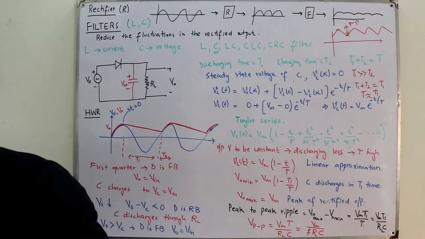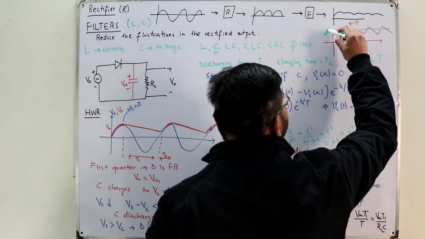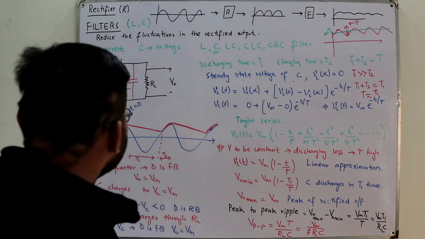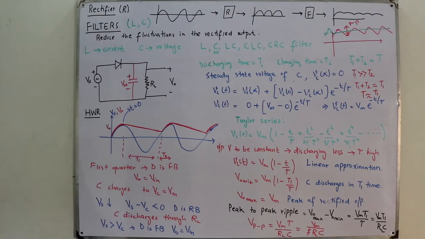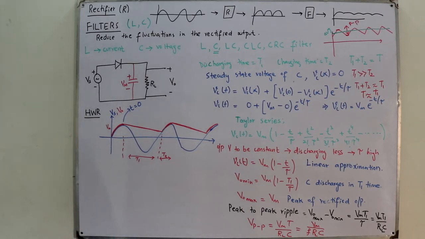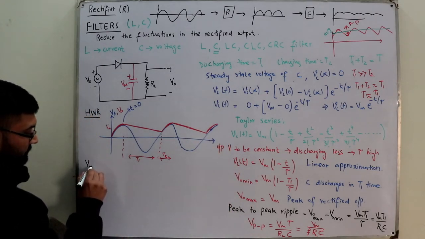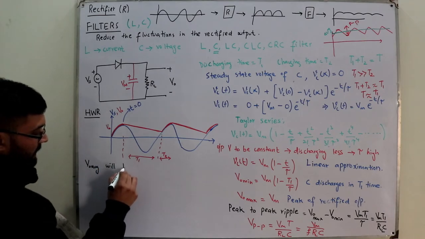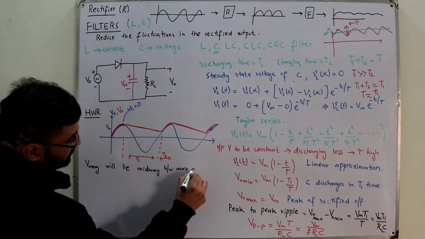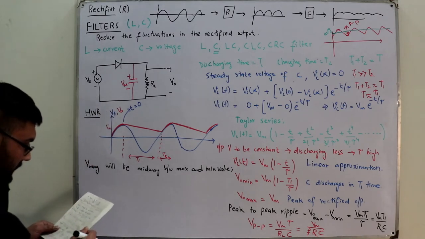Similarly, you will have another term, the average. The average will lie somewhere in between the two. That is the DC value, the average value. I can write it over here: V naught average would be lying somewhere midway. V naught average will lie midway between maximum and minimum values.